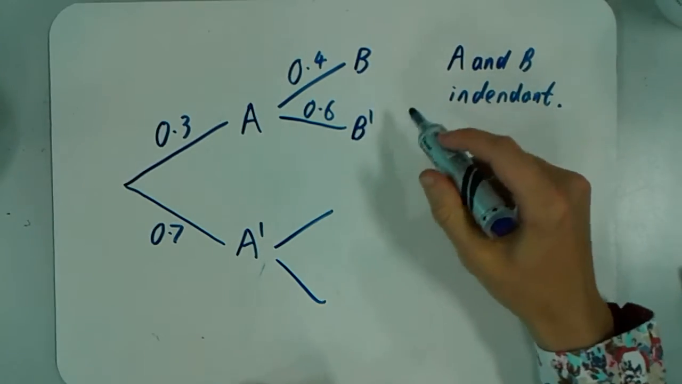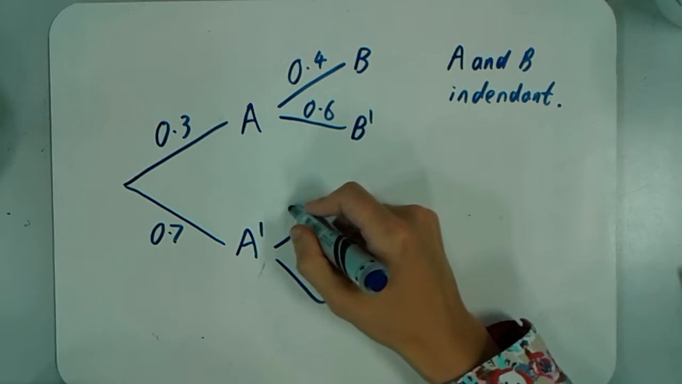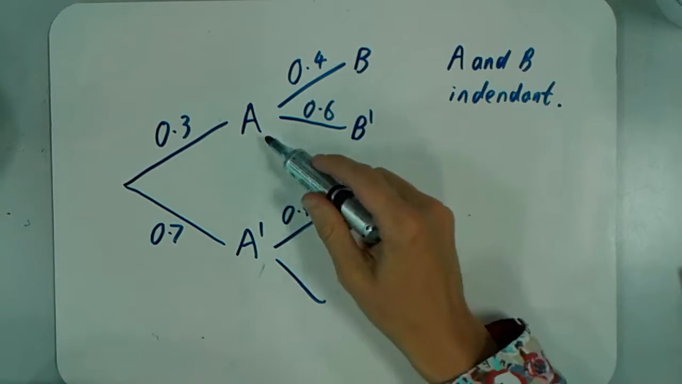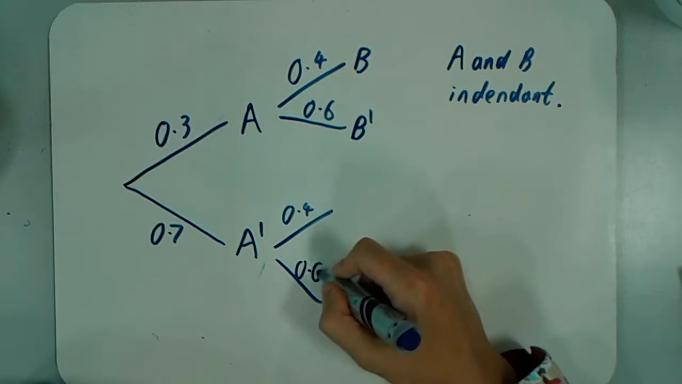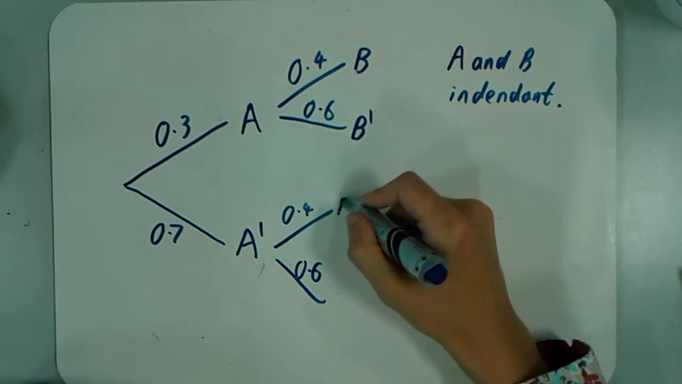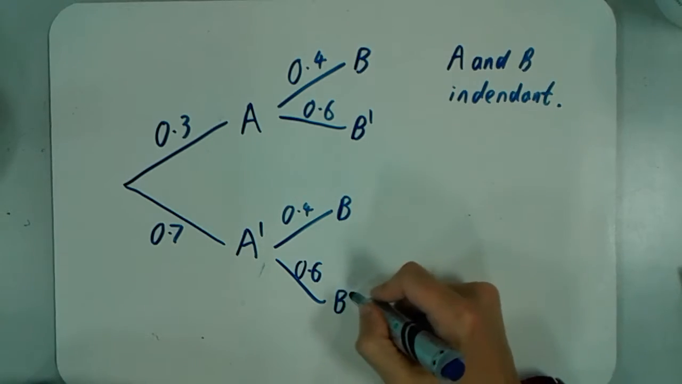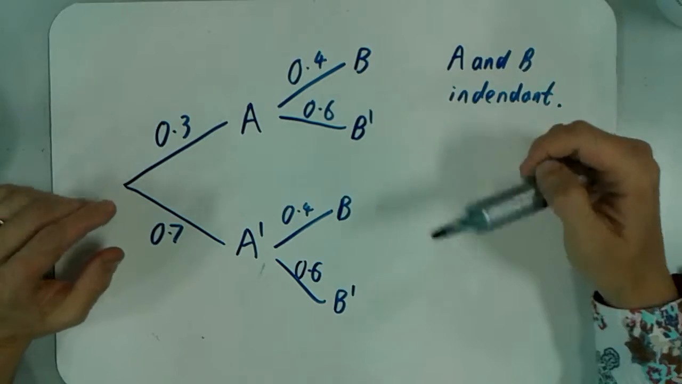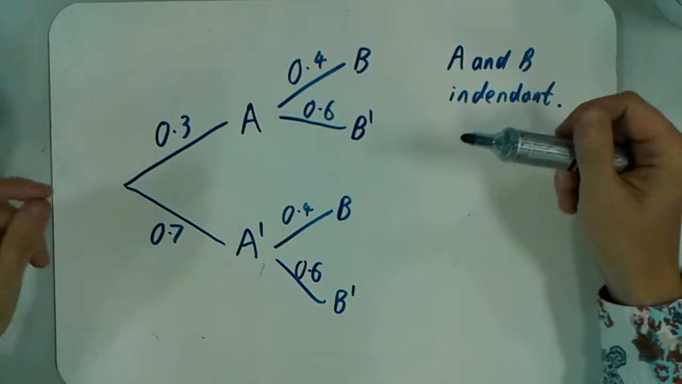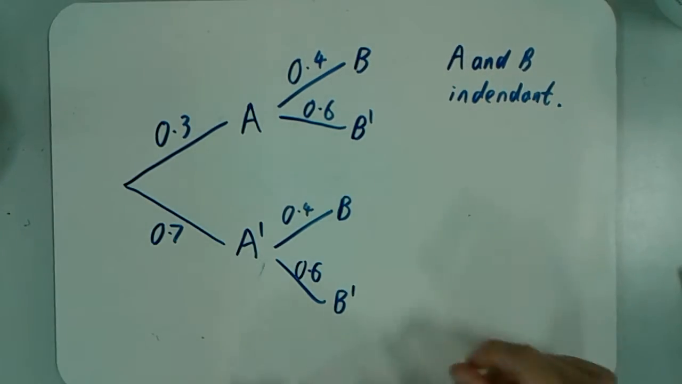As A and B are independent, we know that B still has a 0.4 chance if A did not happen. And similarly, not B still has a 0.6 chance. You've met independence before at GCSE. These are the classic examples where you're taking sweets from a bag, but you replace them.